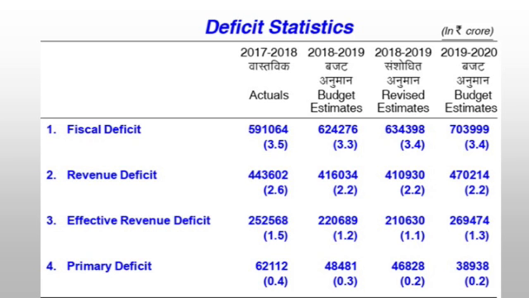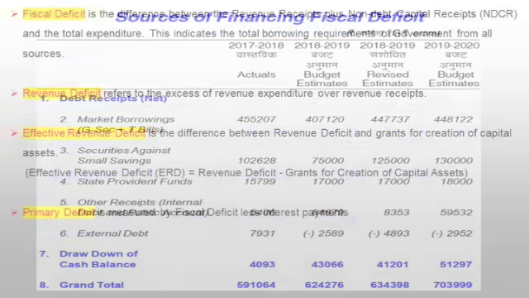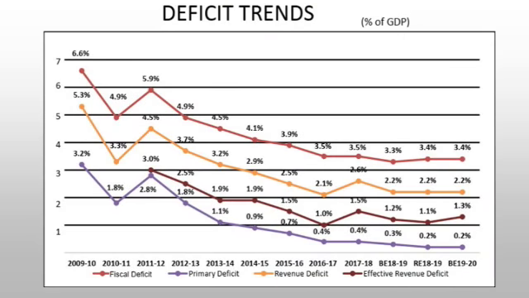1.5% previously, 1.2. Now it came to 1.1, but next year it will become 1.3. But friends, let us see what the historical trends are. Historically, revenue deficit and effective revenue deficit were always high. If you see, revenue deficit was 5.3, now it came to 2.2.